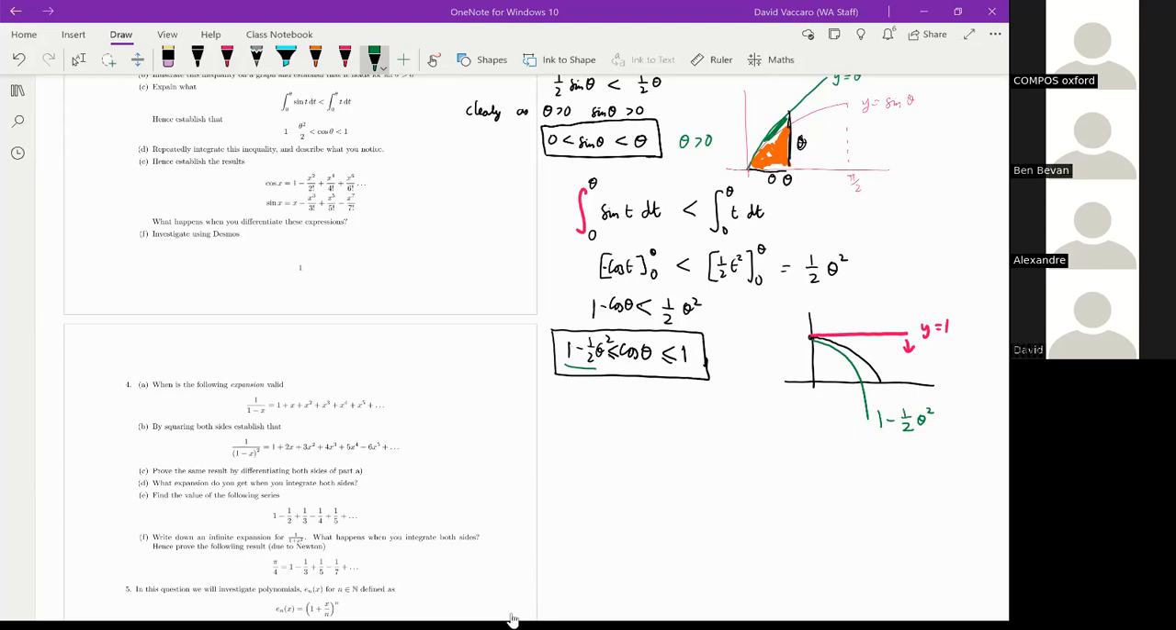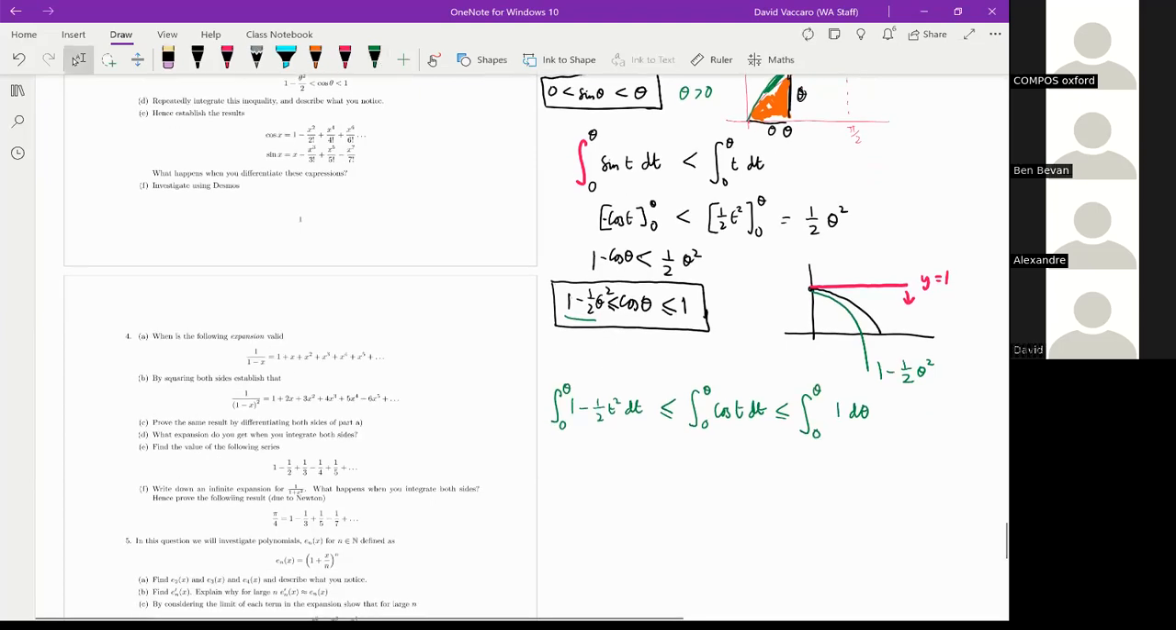So I've started with an inequality for sine theta. I've integrated, and it's given me an inequality for cos theta. Well, let's see what happens if I integrate again. So if I integrate the lower curve between 0 and theta, and again, I'll introduce a new variable t, that's less than the integral of cosine between 0 and theta, which is less than the integral of 1 between 0 and theta.